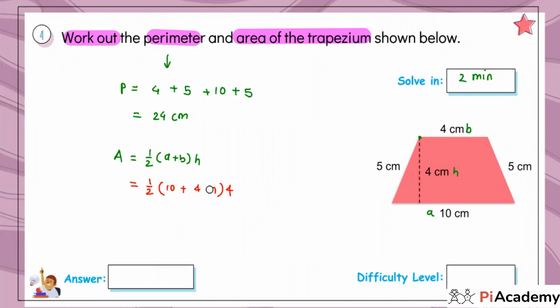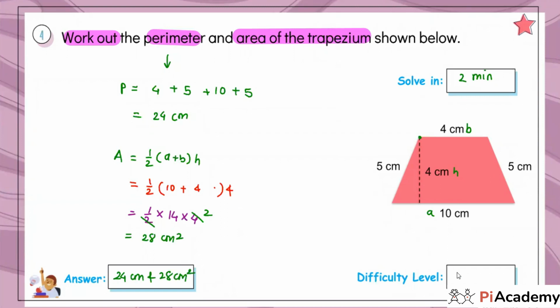No need to write units inside of this. So it's okay now, you can just add them. How much do we have inside the bracket? 10 plus 4, that's 14. Okay, and times 4. So here I can simplify some things like this. I can cancel. So what I'm left with is 14 times 2, and that is nothing but what? 28 square centimeters. So my required answers are 24 centimeters and 28 square centimeters.